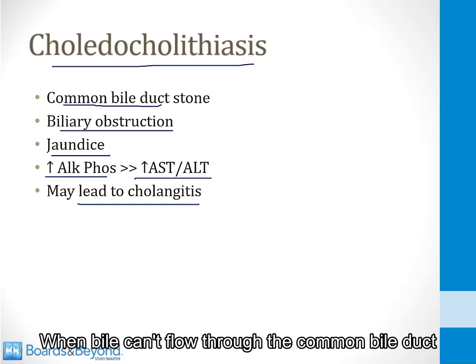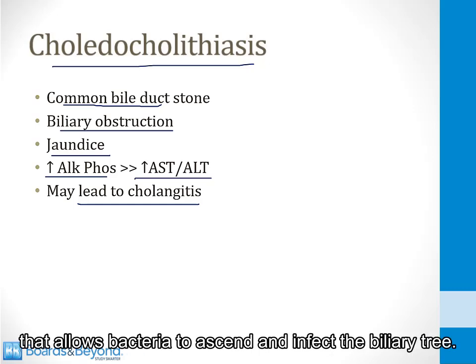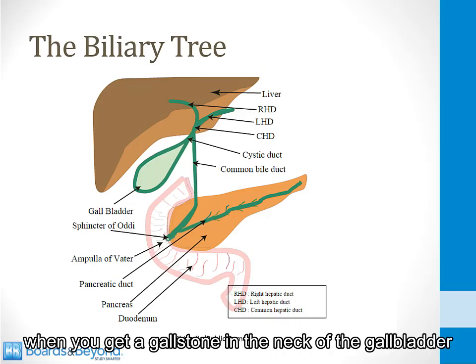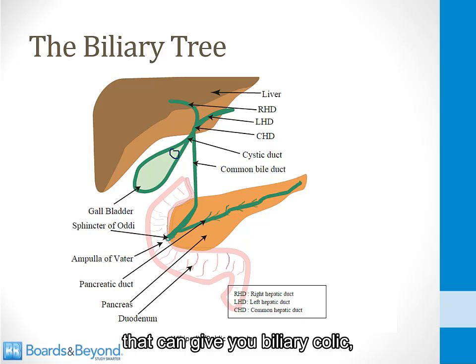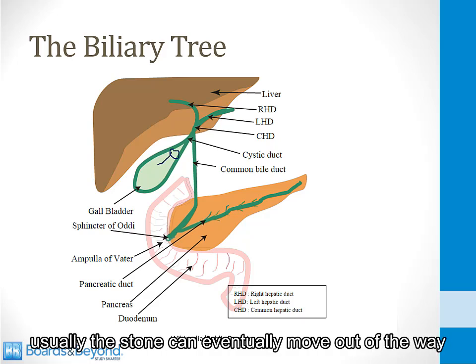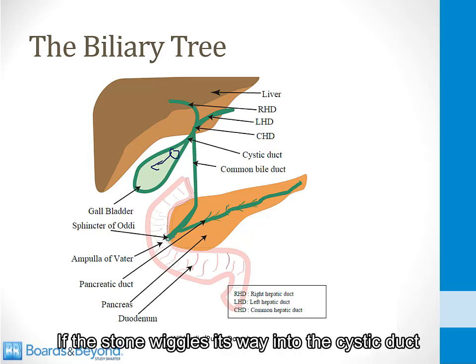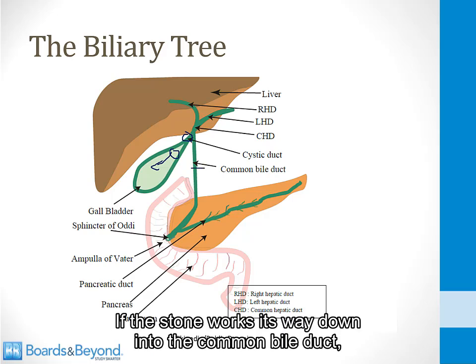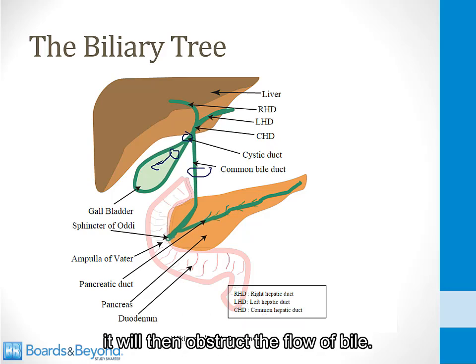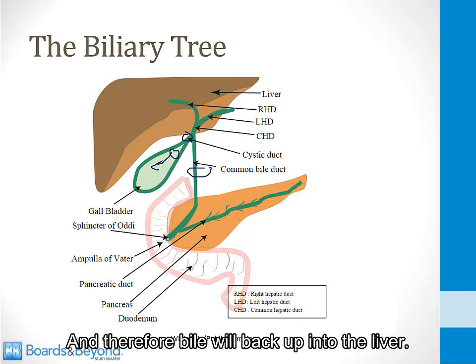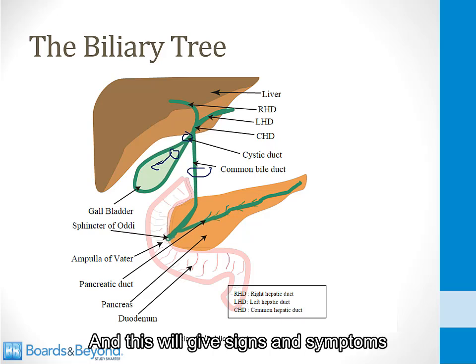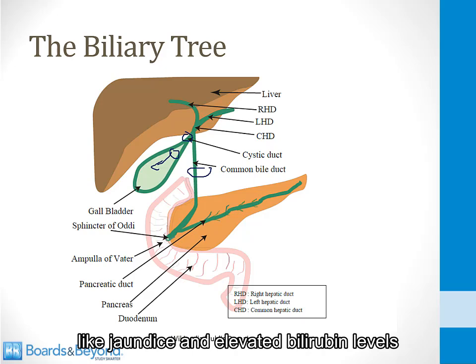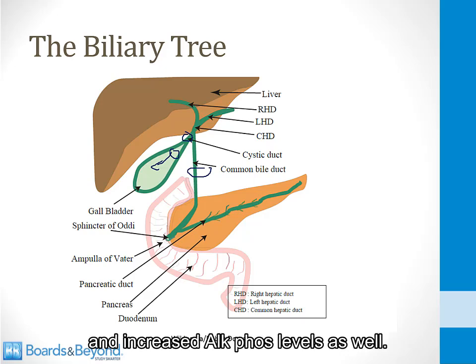When bile can't flow through the common bile duct, that allows bacteria to ascend and infect the biliary tree. If we go back to this picture here, when you get a gallstone in the neck of the gallbladder, that can give you biliary colic. Usually the stone can eventually move out of the way, and that's why the symptoms go away. If the stone wiggles its way into the cystic duct, that will cause acute cholecystitis. If the stone works its way down into the common bile duct, it will then obstruct the flow of bile, and therefore bile will back up into the liver, and this will give signs and symptoms like jaundice and elevated bilirubin levels and increased alk phos levels as well.